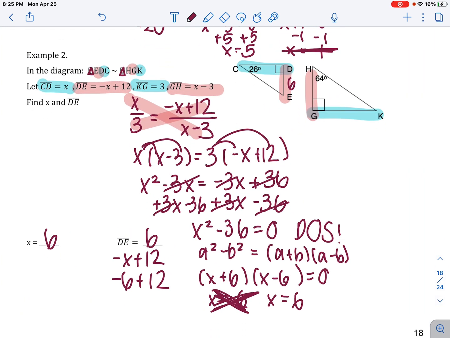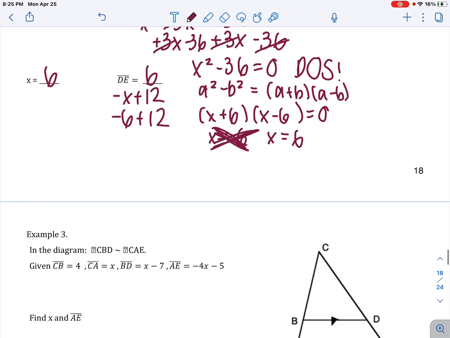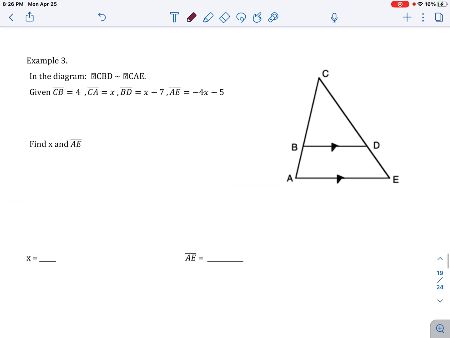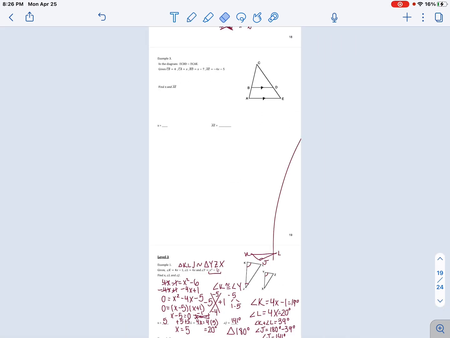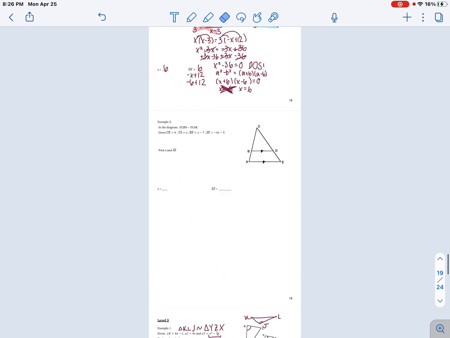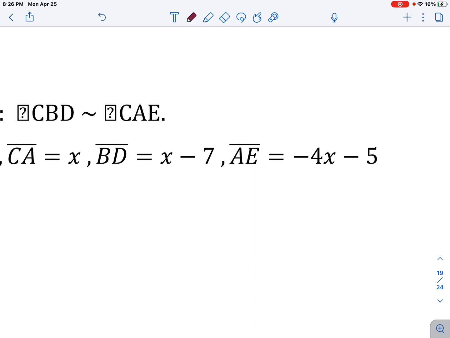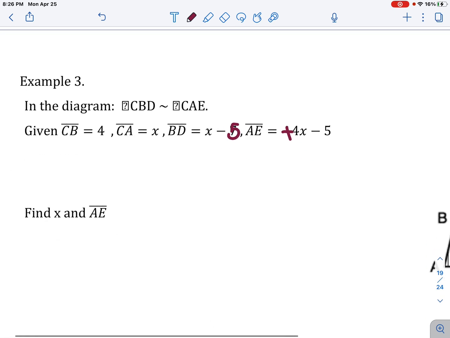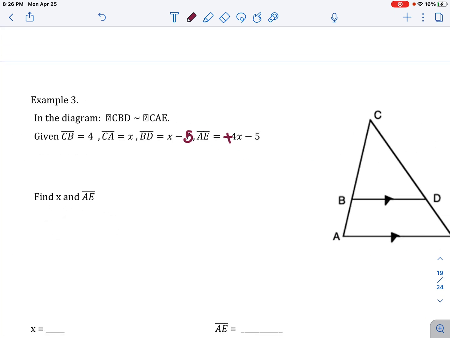So again, take a minute, pause, go through the work a bit slower, see if you can set up the proportion on your own, and see if you can get all the way through the problem. And we're going to move on one last time to the last example. For this example, I want you to change a couple of things. Okay, so we're going to change this 7 to a minus 5, and then this to a positive 4x, just so this problem works out nicely and we get nice numbers to factor with.